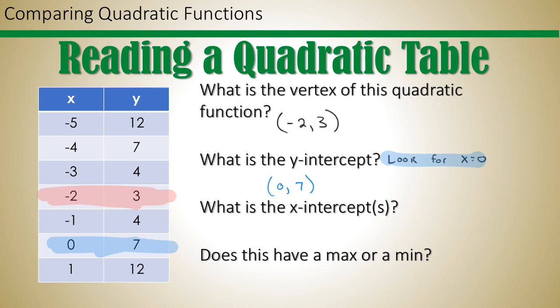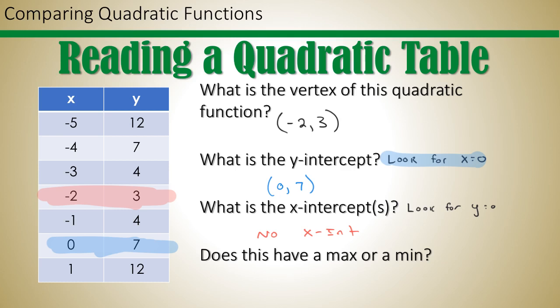Okay, for the x-intercept, what we're looking for is y equal to 0. If we look at this table here, y is never 0. Something else we also see is that our vertex is at 3, and it actually goes up on each side. So this is never going to touch the x-axis. So this function has no x-intercept because y is never 0, okay?